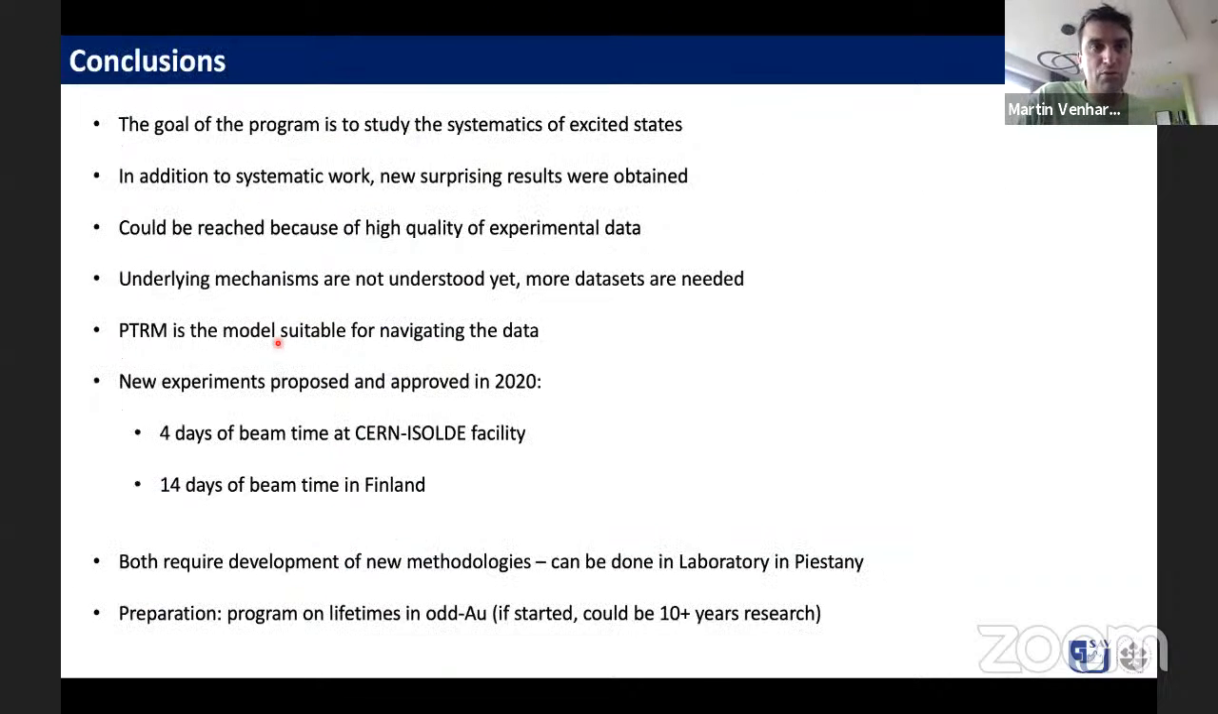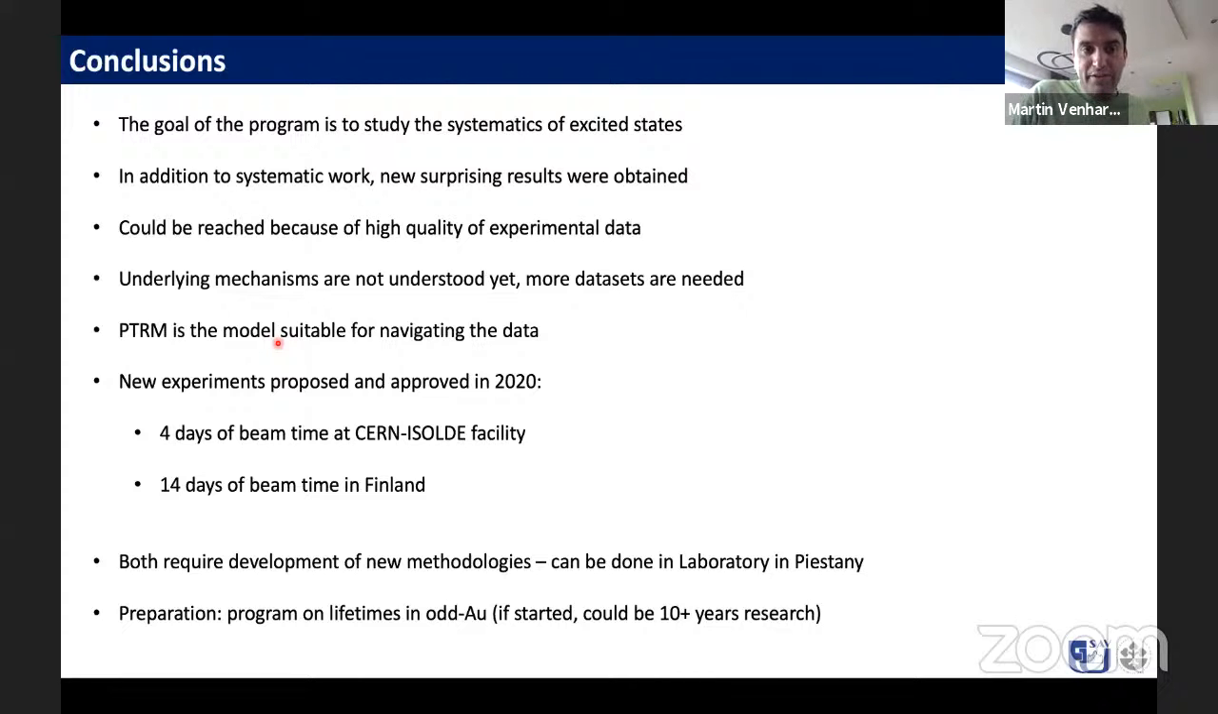Okay, so let me come to the conclusion. Our goal was, or still is, to study the systematics of excited states. But in addition to this systematic work, we found new surprising results, which we did not expect and could be reached only because of the high quality of experimental data, because I was proposing long experiments. And the underlying mechanisms are not understood yet, and we need far more data sets.